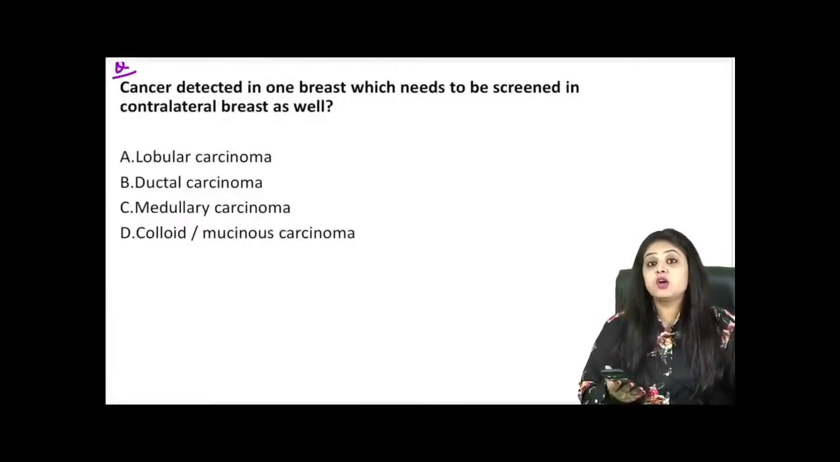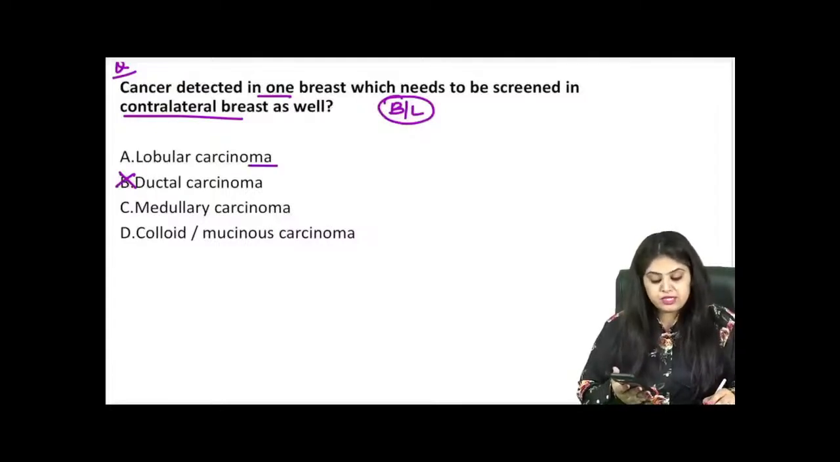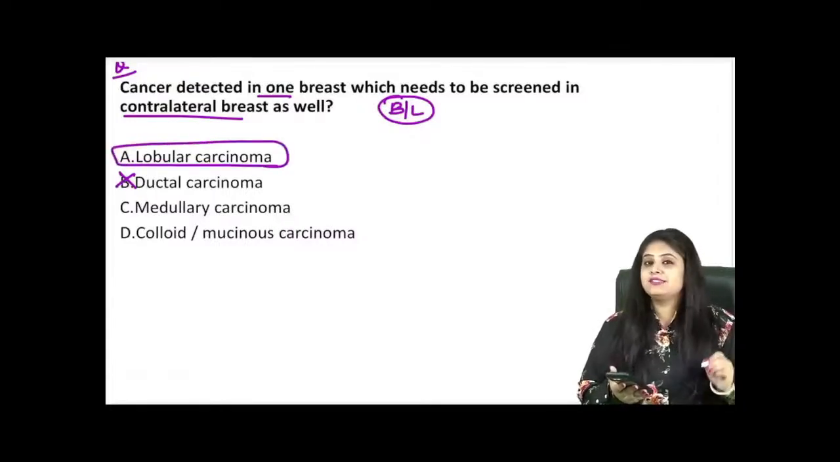Let's start. Cancer detected in one breast that needs to be screened in the contralateral breast. So one breast and contralateral means the cancer that tends to be bilateral is going to be what? It is going to be the option B. I've started getting ductal carcinoma. No. The correct answer over here, option A. Exactly. That is lobular carcinoma.